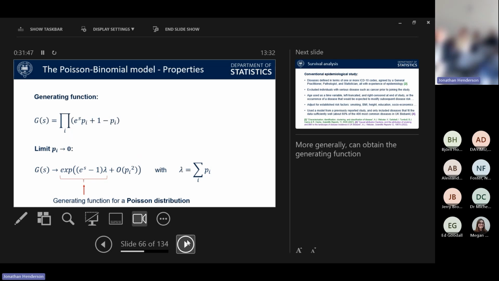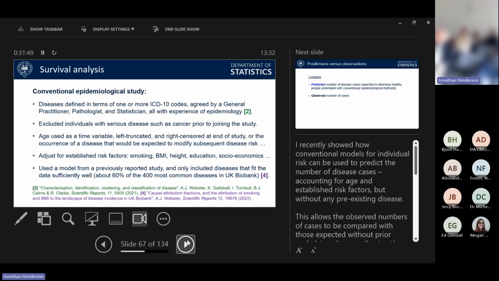Okay, so then it's just a matter of doing a conventional epidemiological study. I won't go through the details, it's just the standard sort of thing. You define your diseases carefully, you exclude people who've had serious diseases before the start of the study, you left truncate at the time they start, and you censor if they get a serious disease, and you adjust for all the well-known risk factors, smoking, BMI, socioeconomic status, etc.